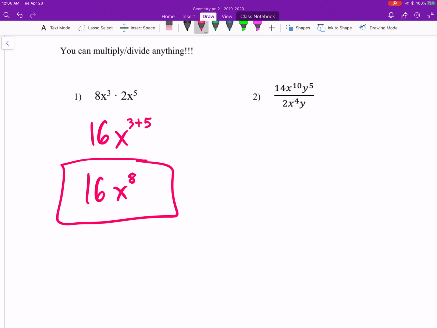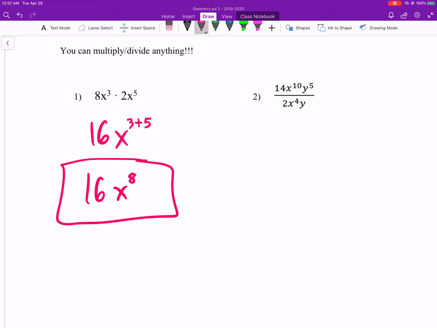So what's your procedure there? Multiply the coefficients, the numbers in front, and then multiply the variable, x to the third and x to the fifth. By the way, that x is called the base, and the 3 is called the exponent. The x is the base, and then the 5 is the exponent. So you're keeping the base, which is x, and then you're adding the exponents. So keep the x, add the exponents, 3 and 5 makes 8.